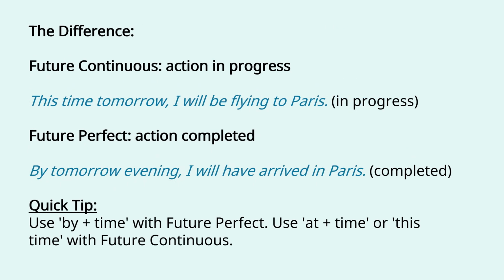The difference. Future continuous: action in progress. This time tomorrow, I will be flying to Paris. In progress. Future perfect: action completed. By tomorrow evening, I will have arrived in Paris. Completed. Quick tip: use "by" plus time with future perfect, and use "at" plus time or "this time" with future continuous.